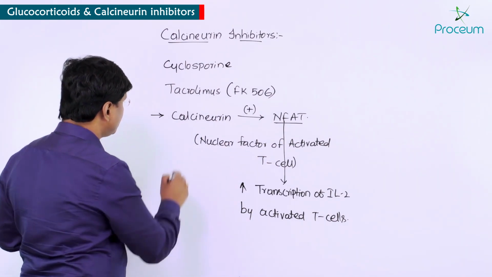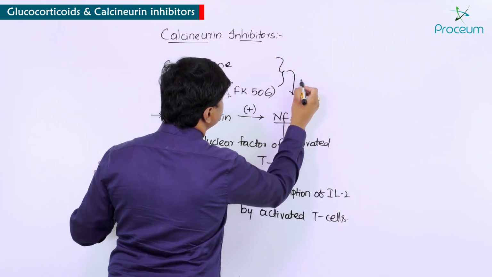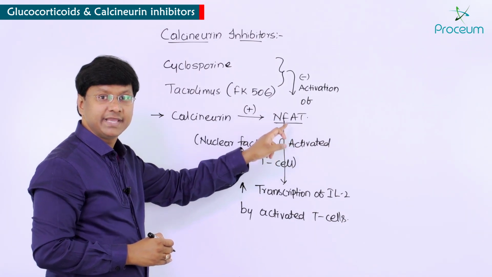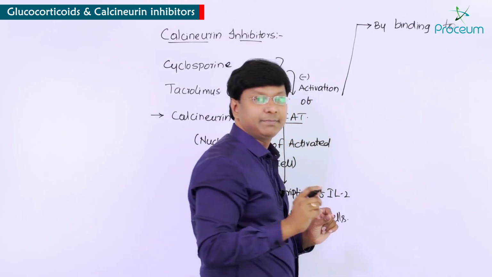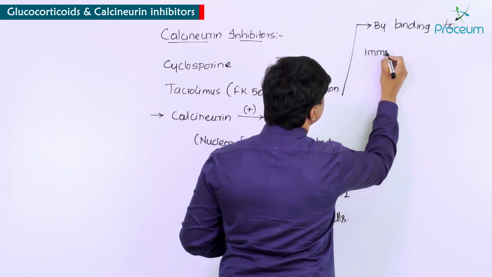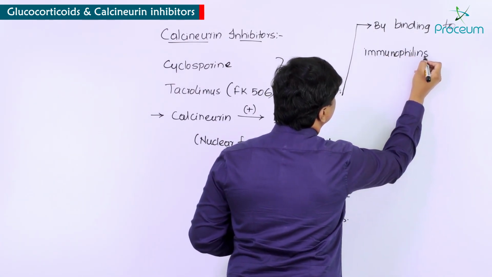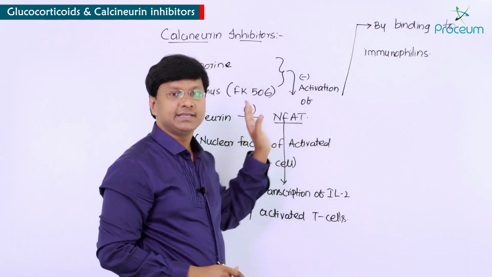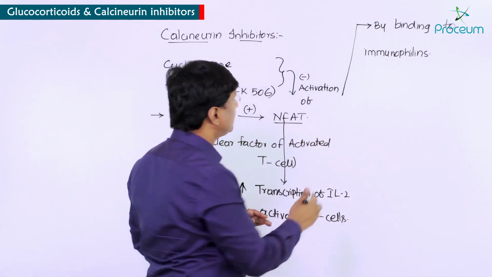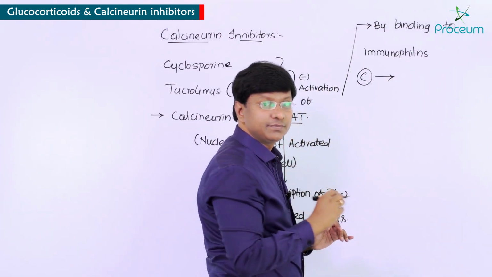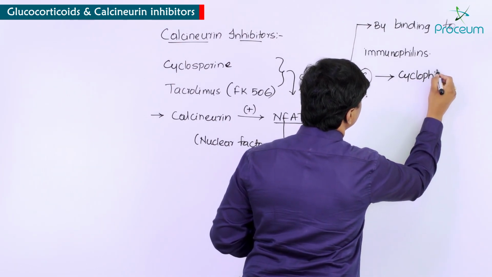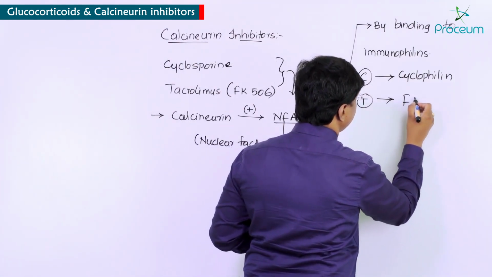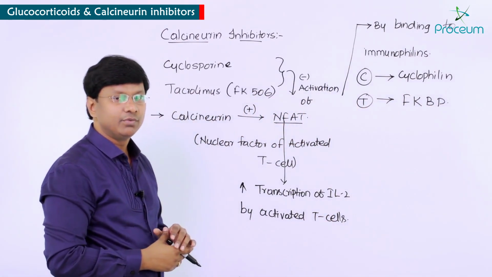I'll tell you what immunophilins are. If you take cyclosporin, it will bind to the immunophilin called cyclophilin, whereas tacrolimus will bind to the immunophilin which is called FKBP. Now what is the net result?